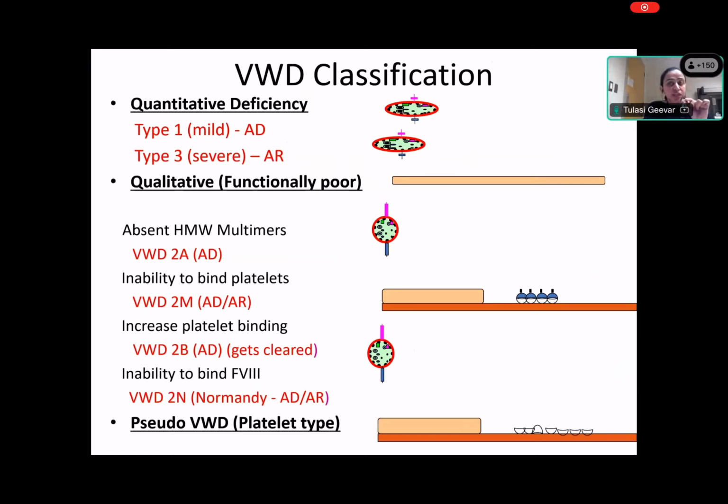Type 2B is when there is increased binding of platelets to von Willebrand factor, and this can paradoxically cause bleeding because once platelets bind to von Willebrand factor, they get cleared from the system almost immediately, resulting in a selective loss of the high molecular weight multimers. So when the patient actually bleeds, the high molecular weight multimers are not there. The type 2N is a factor 8 binding defect.